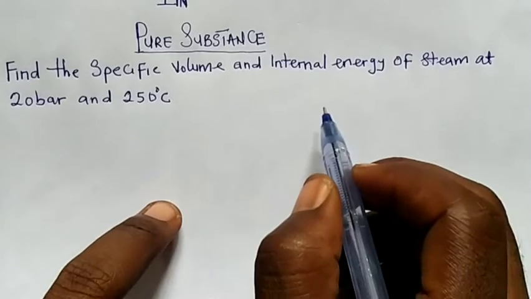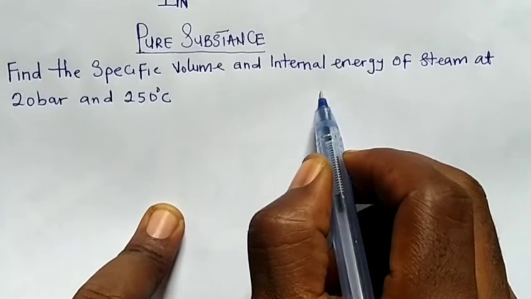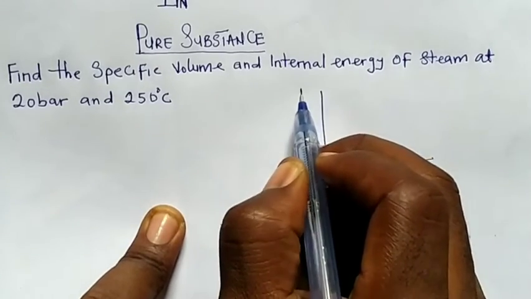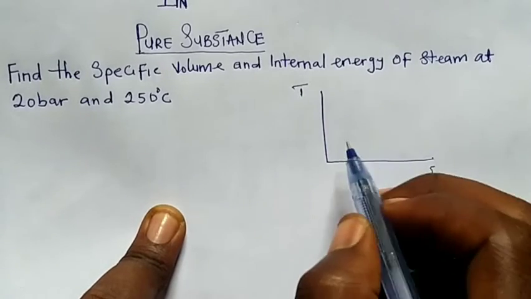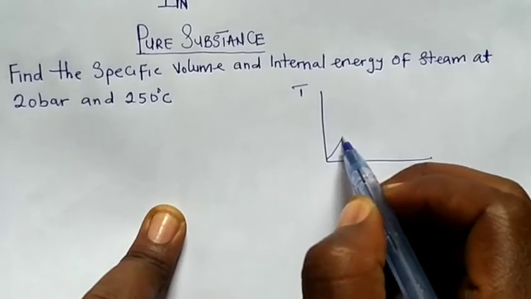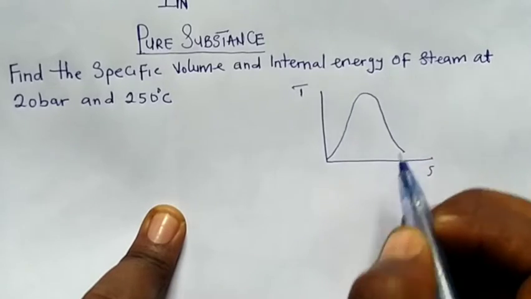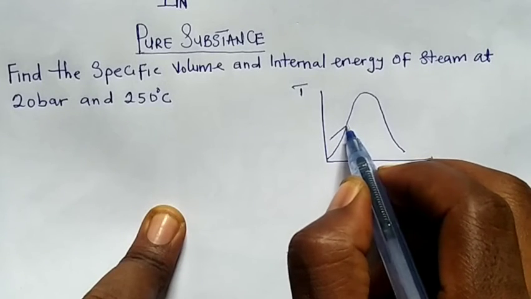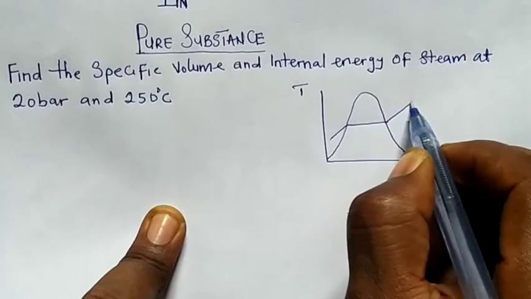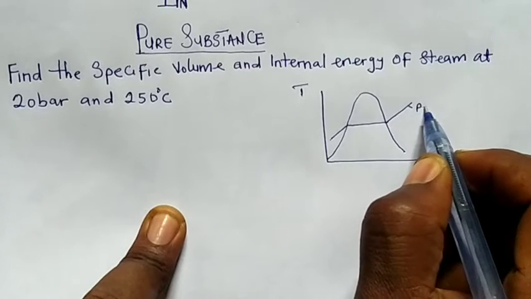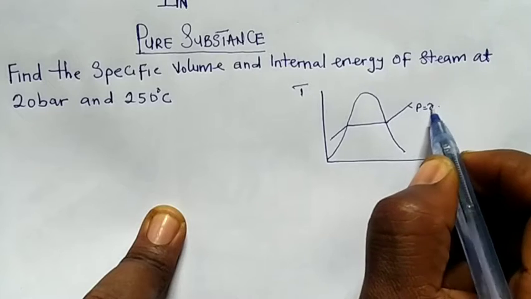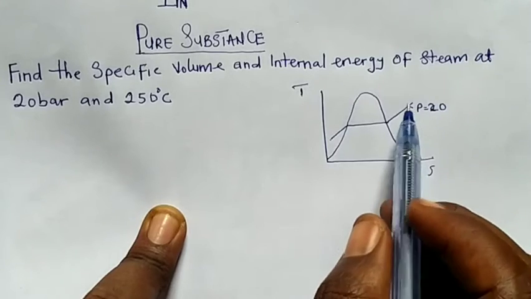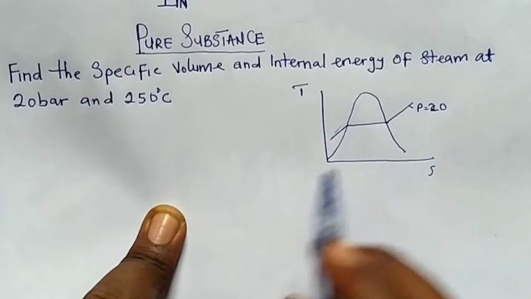We know very well that if we look at our TS diagram this way, this is our T and this is our X, right? Now, if I draw my dome, this direction here, are we good? If I have what is called a pressure line this way, we are told that the pressure is constant and equals 20, because we are given 20 bar. So this is our pressure line, and from here to here it is the same pressure.